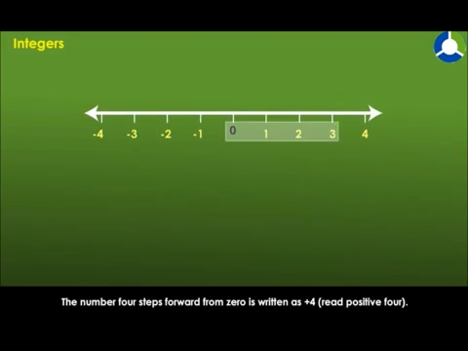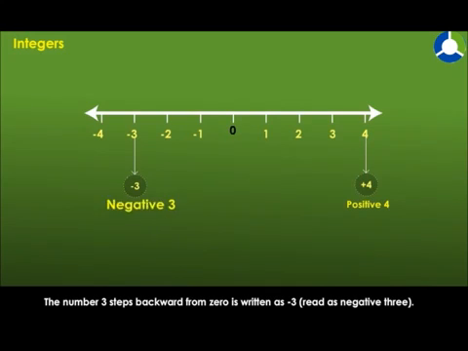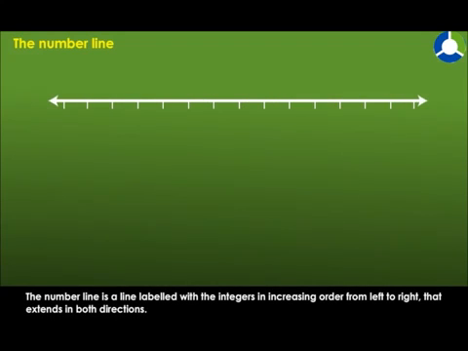The number 4 steps forward from 0 is written as +4, read as positive 4, and the number 3 steps backward from 0 is written as -3, read as negative 3. The number line. The number line is a line labeled with the integers in increasing order from left to right that extends in both directions.